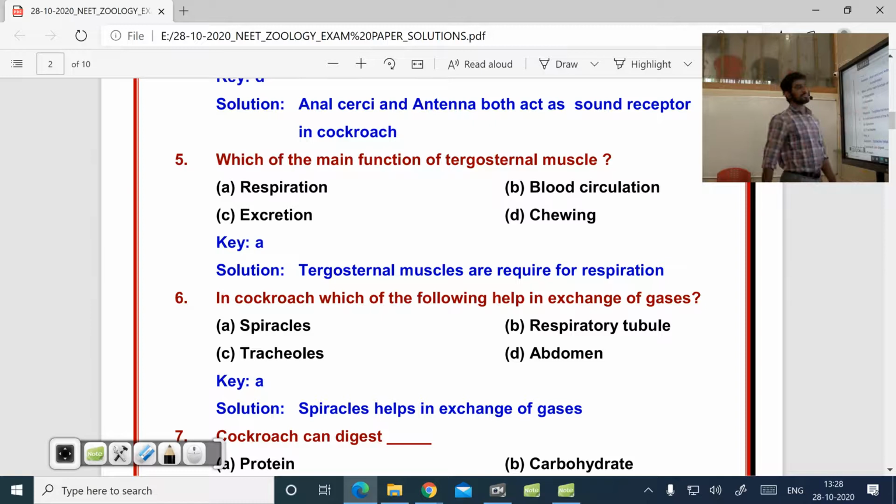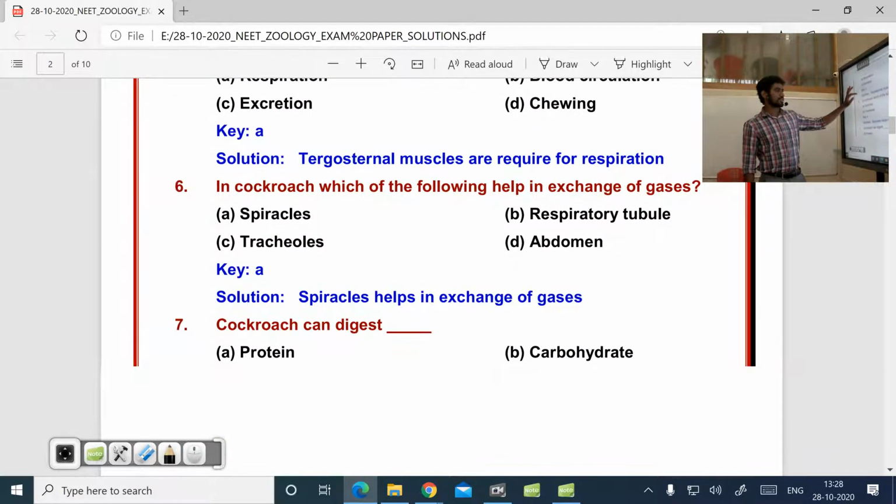Coming to blood circulation, it is actually performed by a 13-chambered heart, right? Chewing is not performed by this; chewing is performed by mouth parts, which are of the biting and chewing type. Whereas excretion, there are 3 types: fat body nephrocytes, uricose glands, and Malpighian tubules. So these 3 are responsible for excretion. So the correct option would be tergosternal muscle for respiration only. I hope you understand the fifth question. Fifth question answer is A.